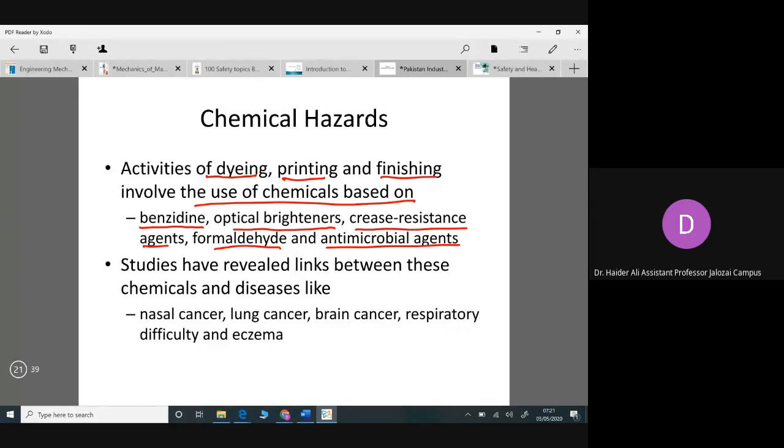These chemical hazards can cause something as severe as cancer, or maybe on a mild note, it can cause eczema. But again, that's problematic, and you wouldn't want to get that. So you need to make sure that if you are working in the textile industry, you are aware of what you are dealing with.